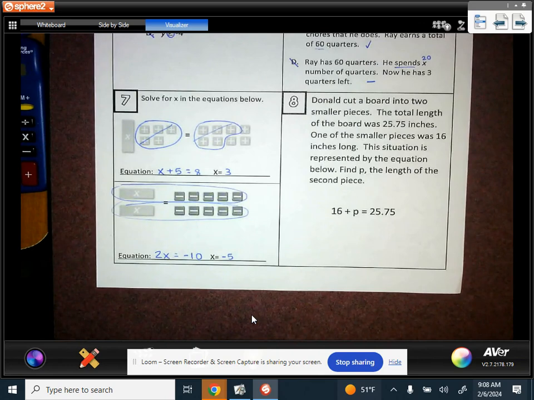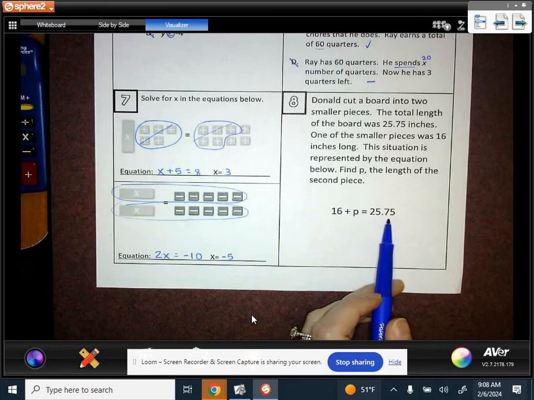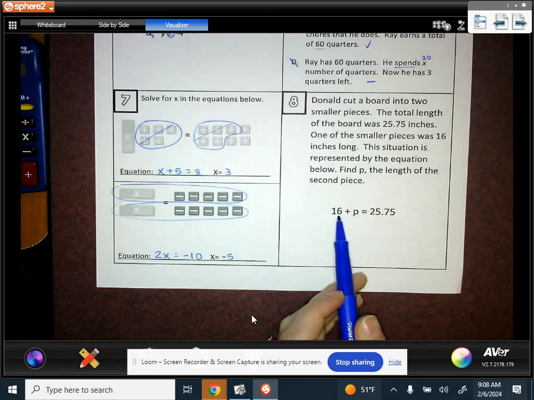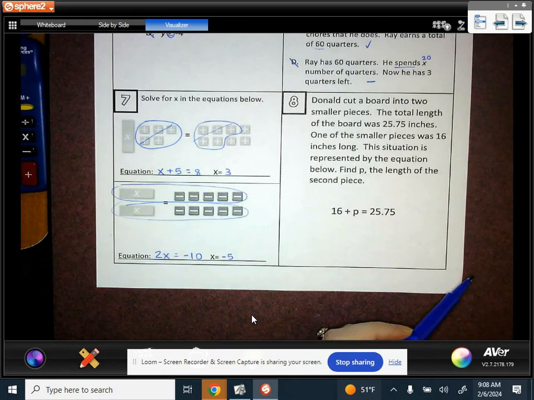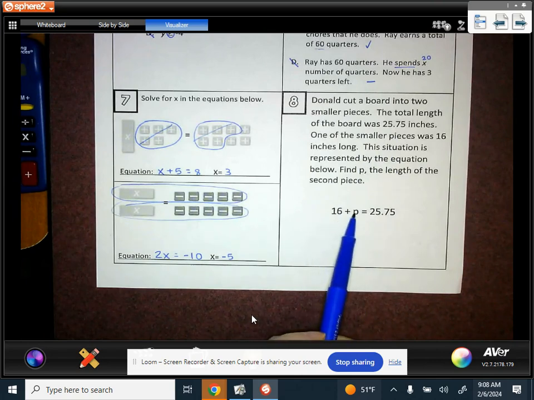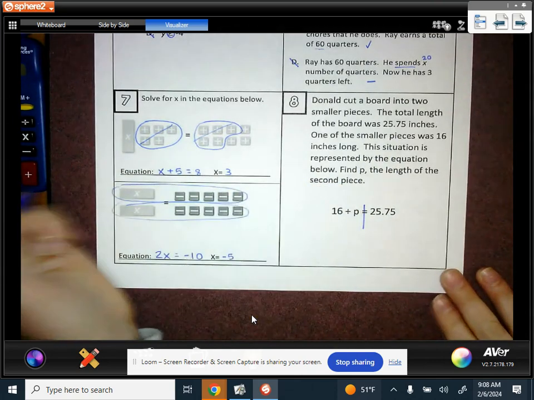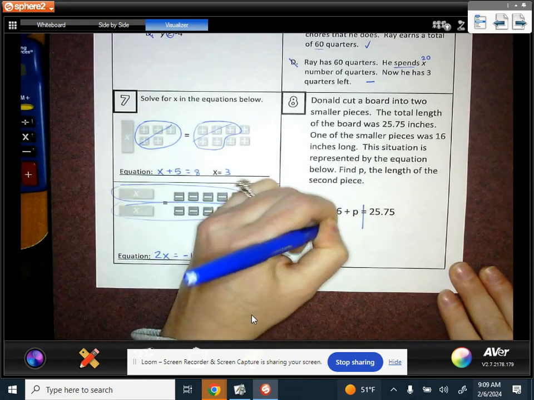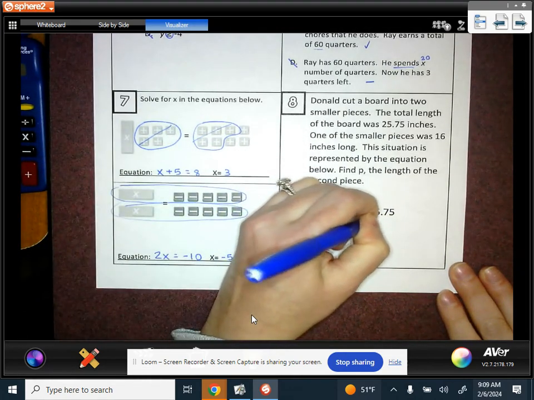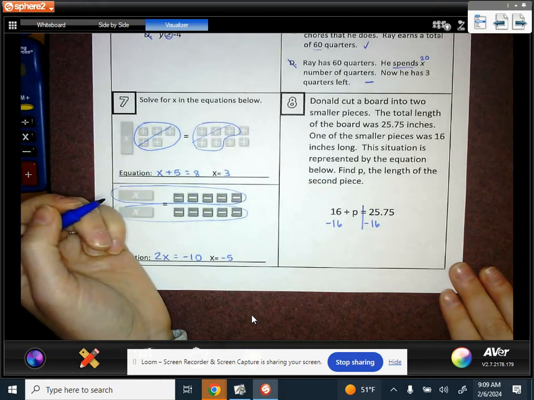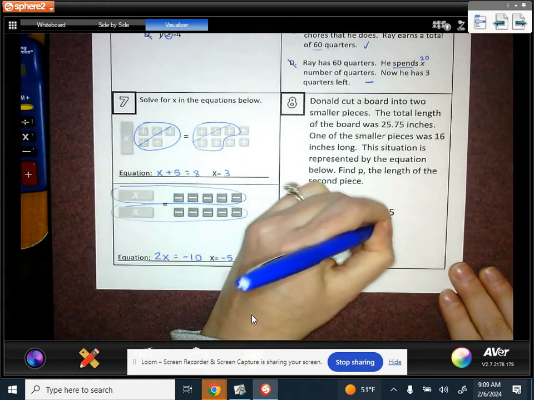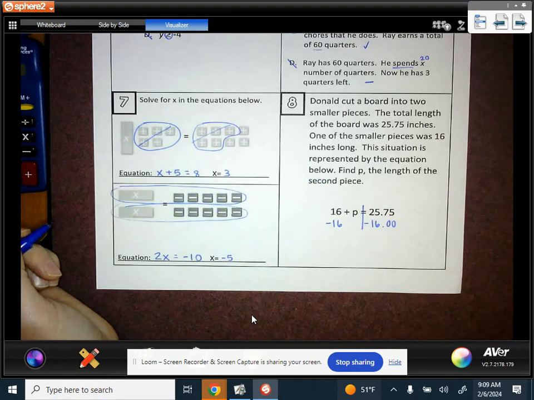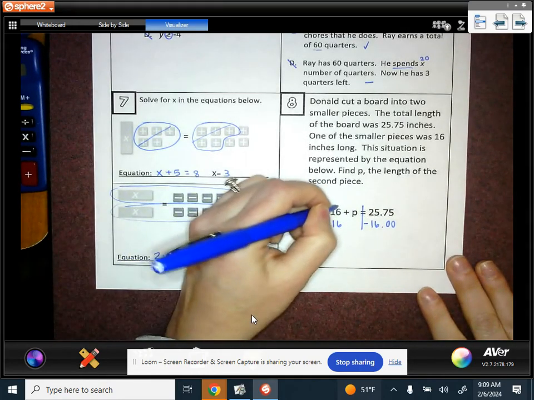And then the last one, Donald cut a board into 2 smaller pieces. The total was 25.75. One of the smaller pieces was 16. This situation is represented by the equation below. Find P. So really, we don't even care about all this up here. They gave us an equation. They want us to find P, which just means we have to solve the equation. So I could get P by itself by subtracting 16. Be careful over here, though, because we've got a decimal point, and when we subtract, you have to line up your decimal points. So you're going to have to make that 16.00.